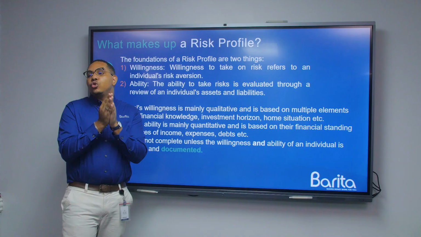And then something goes bad, and they say, "You put me in this and you never told me." No, sir. Here's the documentation. You signed to this level of risk. That doesn't mean you should let somebody take on risk even if the risk profile says so. You really need to have that conversation with the person. You should let them know what they're invested in.